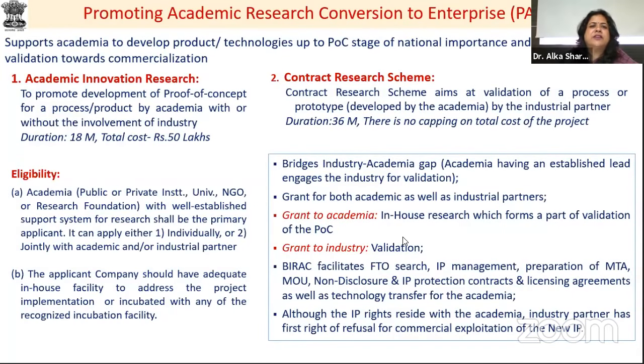So coming to the next scheme, that is promoting academic research conversion to enterprise, that is called PACE. Here the support is being provided under two categories, that is academic innovation research and contract research scheme. As the name indicates, the academic innovation research is meant for promotion or development of proof of concept for a process and product development by academia with or without the involvement of industry. And the duration is 18 months, total cost is 50 lakhs.